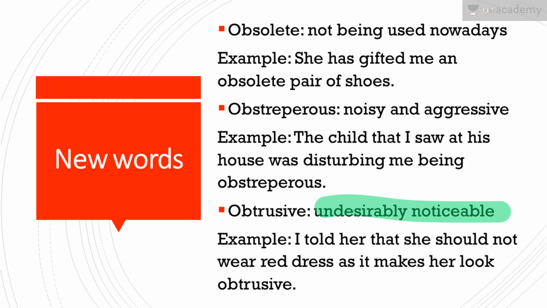Example, I told her that she should not wear red dress as it makes her look obtrusive. It means I told her that she should not wear red dress as it makes her look undesirably noticeable, or it makes her look awkward.